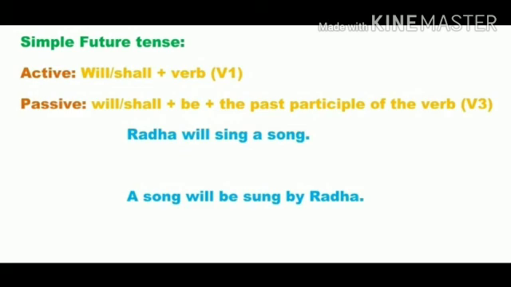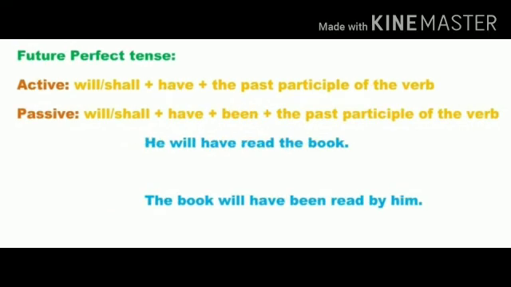Next example is for simple future tense. The active sentence is, Radha will sing a song. According to the rule, the places of subject and object will be interchanged in the passive voice. Then we need to add the auxiliary verb shall be or will be. Then the third form of verb will be used in the passive voice, and we need to use the preposition by before the object. So the passive sentence will be, a song will be sung by Radha. The structure of the passive sentence for this tense is subject, shall be or will be, past participle of the verb, by, then object.